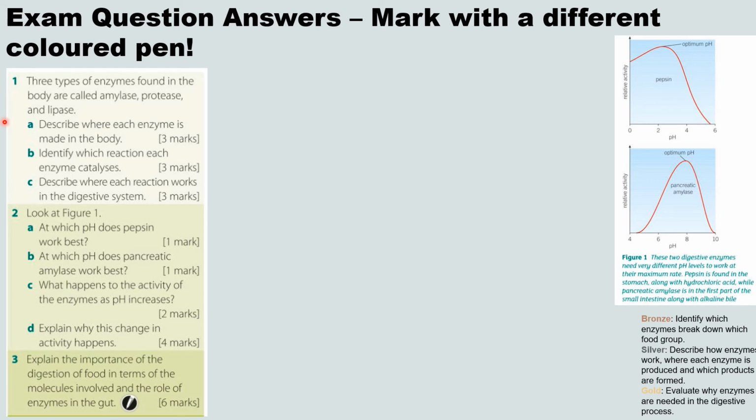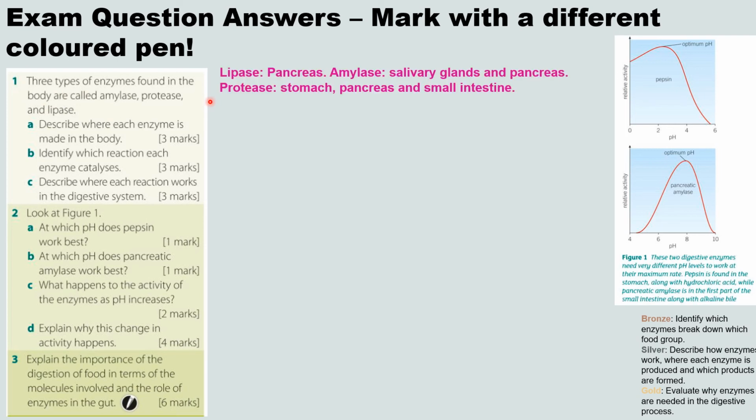So, the first one, describe where each enzyme is made in the body. So lipase is made in the pancreas, amylase is made in the salivary glands and the pancreas, and protease is made in the stomach, pancreas, and small intestine. Okay, so if you got that right, tick it. If you didn't get it right, correct it with a different coloured pen, and then you can see where you went wrong.